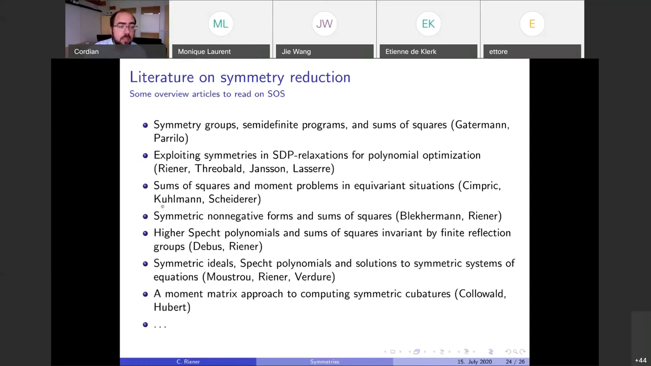In particular, if you're interested in understanding this symmetric business, so symmetric sums of squares, there's this article by Greg Blekherman and myself that might be interesting and related to the Specht polynomials. There's hopefully soon this article by Sebastian and me that will exploit this much more for so-called finite reflection groups. And also there's a dual side of that. The dual side is the moment matrix. And there's a very nice paper by Evelyne Hubert and Mathieu Collowald that uses these techniques of representation theory on the moment matrix to compute symmetric cubatures.